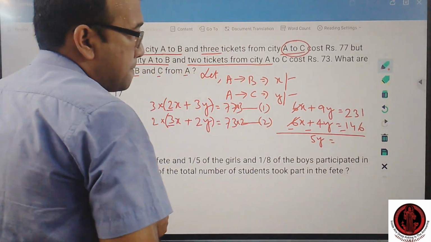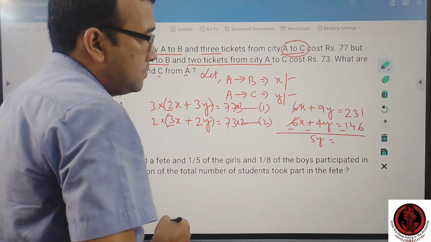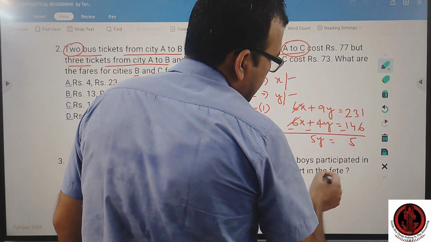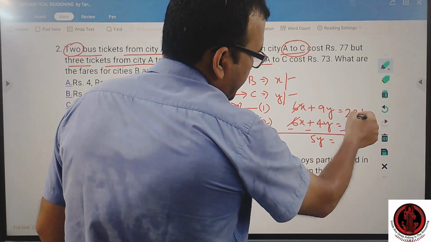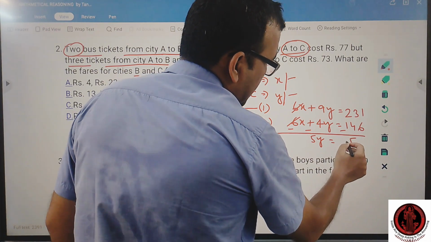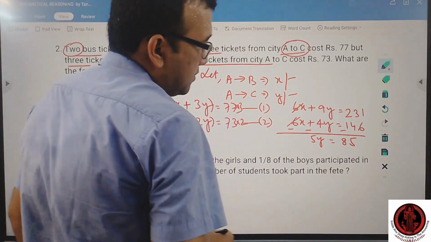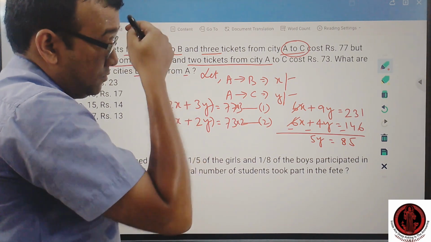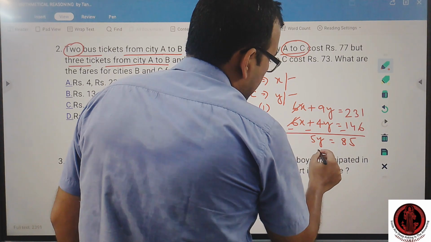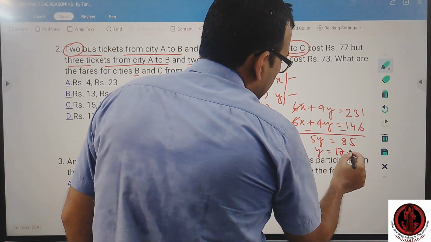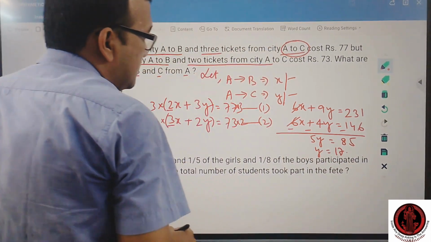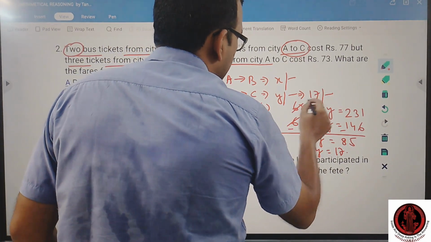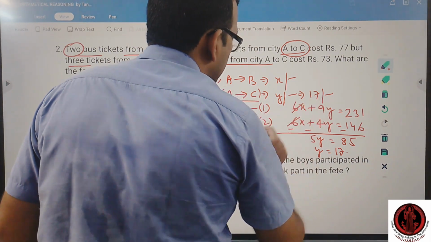231 minus 146, that is how much? 11 minus 5, that is 6, minus 5... So this is 85. So 5y equals 85. So y equals 85 by 5. So the answer is 17. That means y equals 17. So the fare of A to C is 17 rupees.